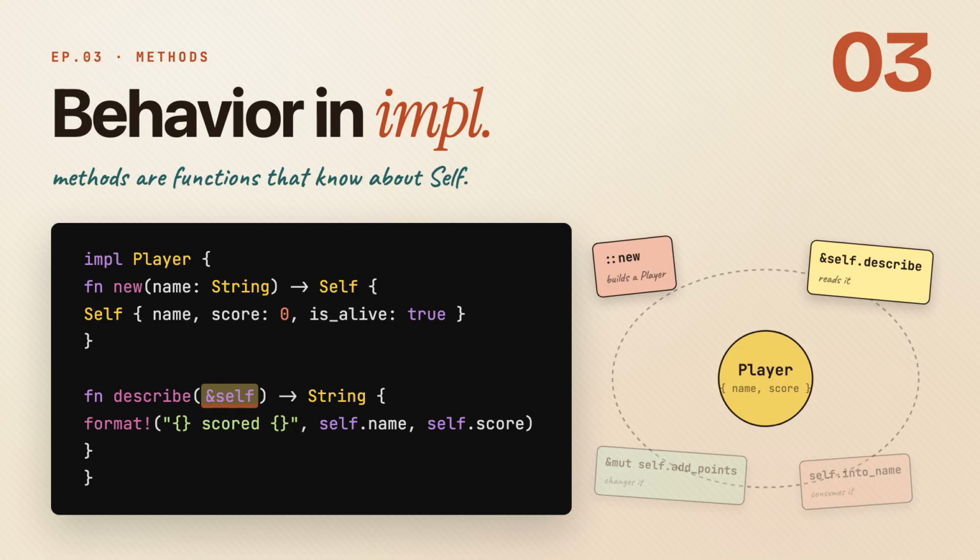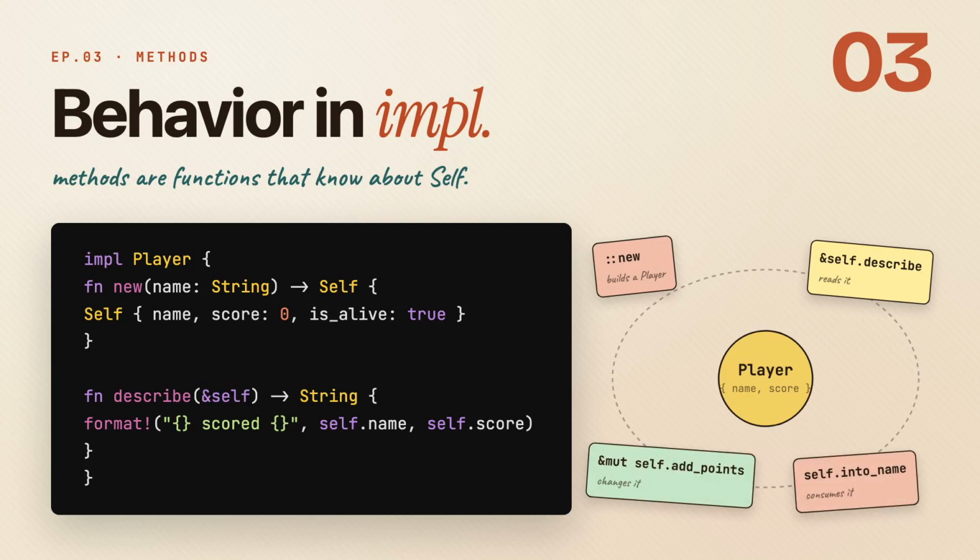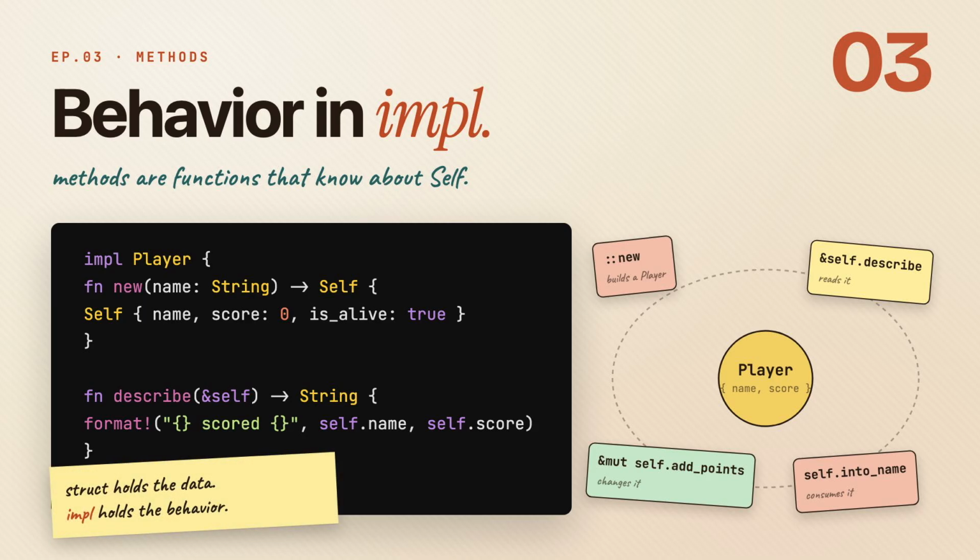Now compare new. No self, new does not act on the player. It builds one and hands it back. We call it on the type, Player::new, and it's an associated function. It belongs to Player but does not take a player. The constructors live here. Same Player type, a function that builds it, a method that reads it, a method that changes it, a method that consumes it, all in one place. And this is what the implementation block does for you.